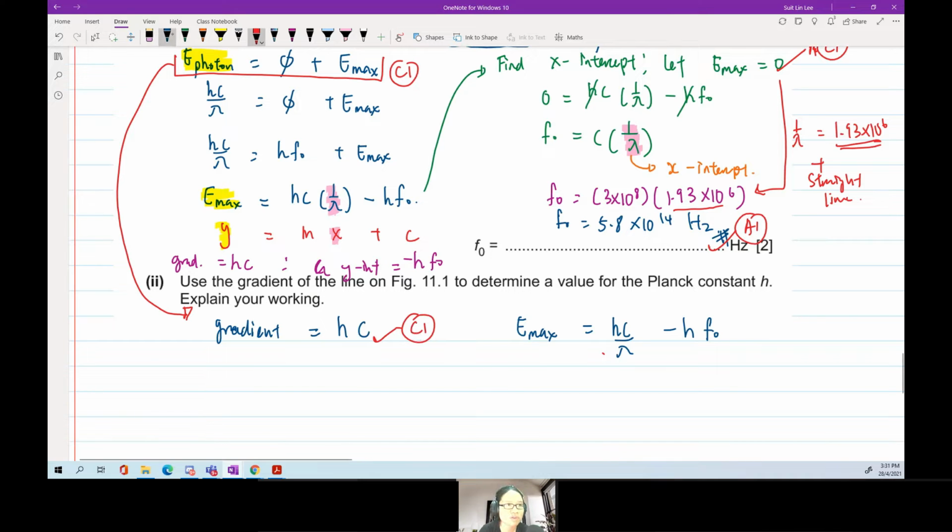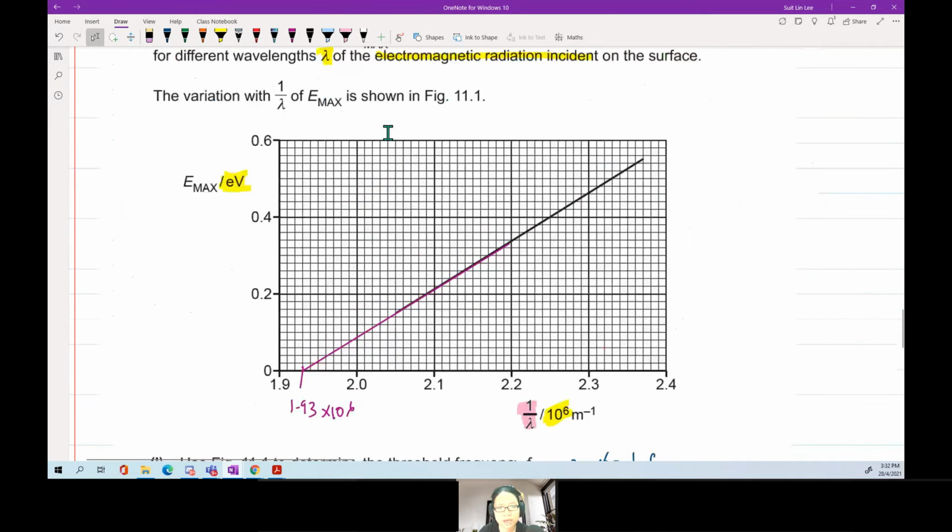Okay, so now we find the gradient. I'm not going to spend too much time finding the gradient. Working is needed, if not, you will not get marks. All right, so to find the gradient, we'll take 2 coordinates from the graph. Which coordinate you want to take? Maybe I take this one, because this one looks like a part that passes the point here. Okay, let's take this one.